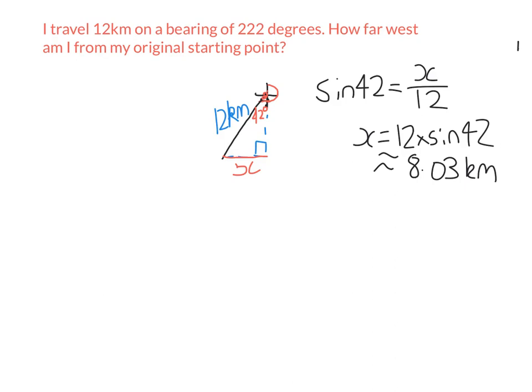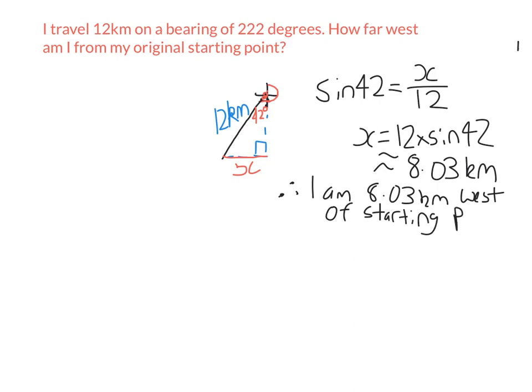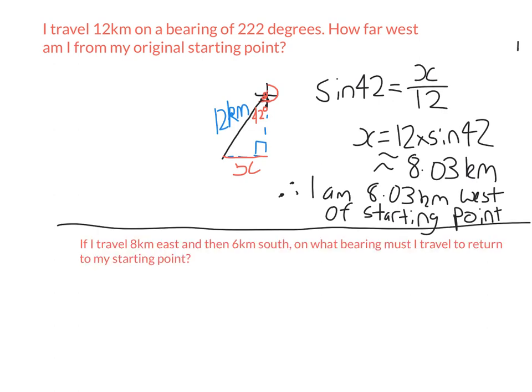Again, the answer I got should have been less than 12, since 12 was the hypotenuse, so I know I've done something right. So a worded question should have a worded answer to show that you know exactly what you found. So therefore, I am 8.03 kilometers west of my starting point. So I just want to do one more question now, this time where you know the distances but have to find the bearing. So let's look at this question here. I must travel 8 kilometers east, then 6 kilometers south, and find the bearing on which I must travel to return to my starting point.